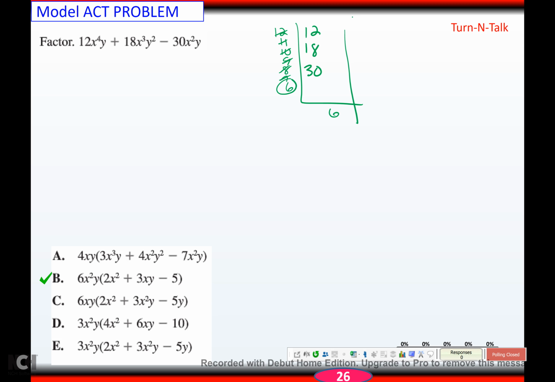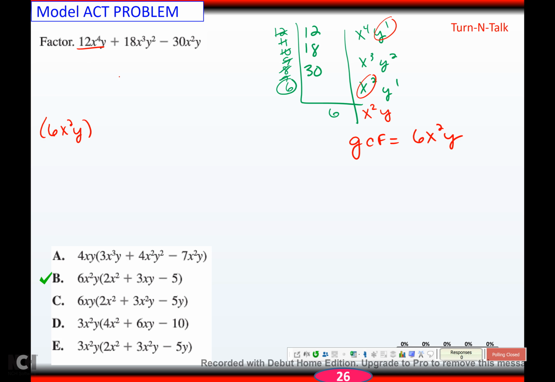My letters, what do I got? I got x to the 4th, y to the 1st. x to the 3rd, y to the 2nd. x to the 2nd, y to the 1st. So I'm going to pick my smallest. Smallest exponent on x is a 2, smallest on y is a 1, so it's x squared y. So my GCF is 6x squared y. So I divide by that. To get what's left, I'm going to divide by it.